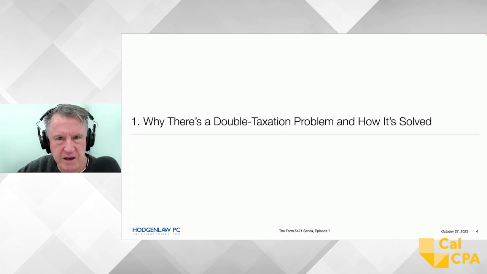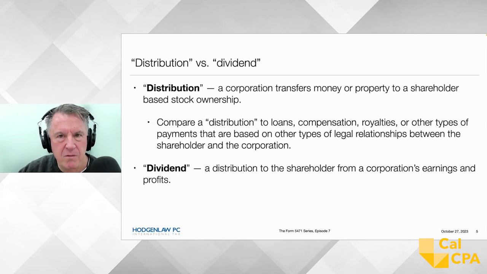So first, let's see, why do we even have a problem here? Why are we concerned about distributions coming out of a CFC to a shareholder who happens to be a U.S. taxpayer? Isn't that kind of normal?